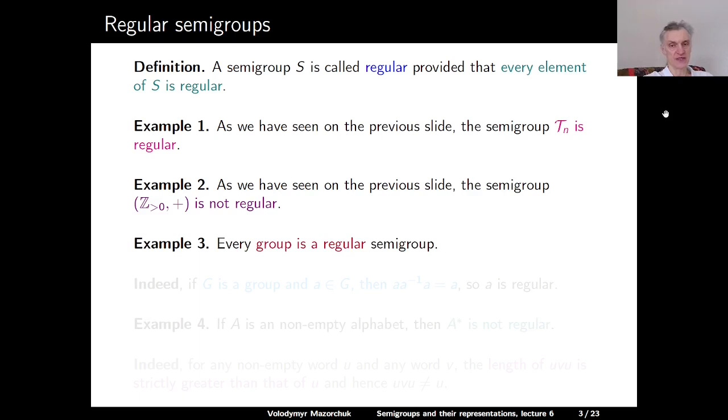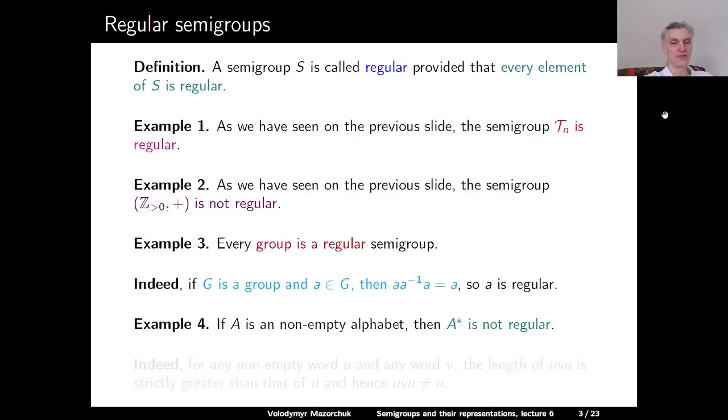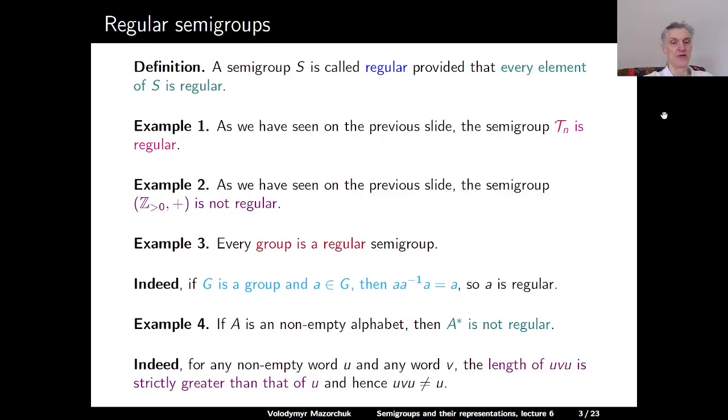Example 3. Every group is a regular semigroup. Indeed, if G is a group and A is an element in G, then A times A inverse times A is equal to A. So A is indeed a regular element. Example 4. If A is a non-empty alphabet, then the semigroup of all words over A is not regular. Indeed, for any non-empty word U and any word V, the length of the word UVU is strictly greater than the length of the word U, and hence UVU cannot be equal to U. So any non-empty word in this semigroup is not a regular element.